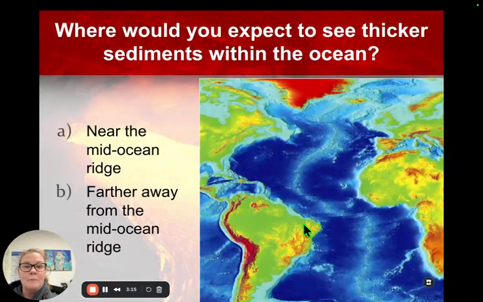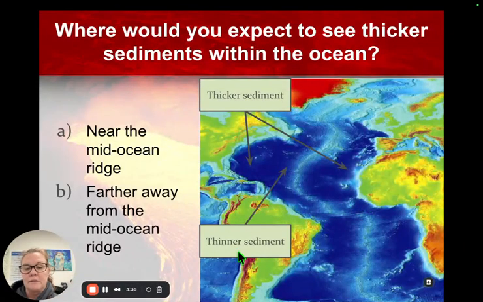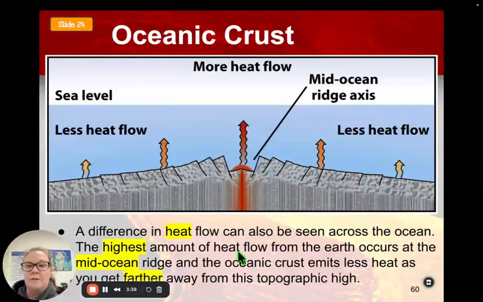Okay, so where would you expect to see thicker sediments within the ocean? It would be near the mid-ocean ridge or farther away from the mid-ocean ridge. So sediment from rivers and whatever is going to be found closer to the continents, where we have rivers depositing those sediments. So the difference in heat flow can also be seen across the ocean. The highest amount of heat flow is at that mid-ocean ridge, and then it's less heat as you get farther away. So the oceanic crust emits less heat as it gets farther away from that topographic high.